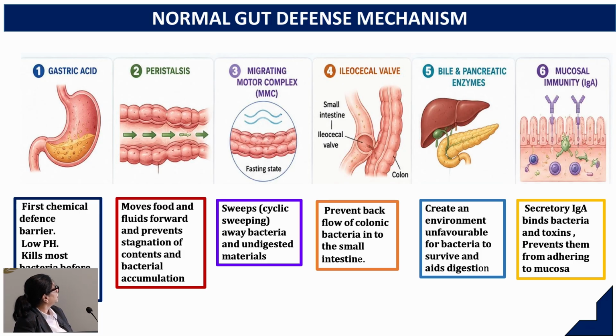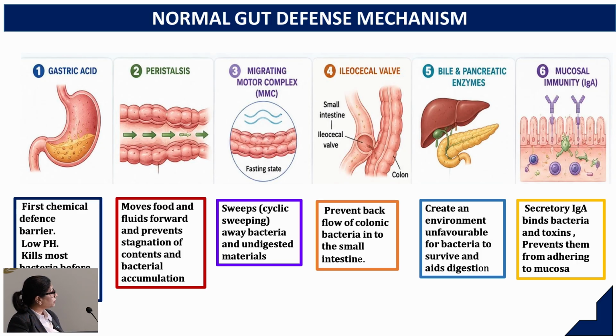Let's start with the gastric acid. Gastric acid is the first chemical defense barrier. It has a low pH and it kills most bacteria before they enter the small intestine. Now, coming to peristalsis, it's a continuous movement. It propels food and fluid forward and prevents stagnation of the contents and bacterial accumulation. Now, the migrating motor complex. This sweeps away bacteria and undigested material.